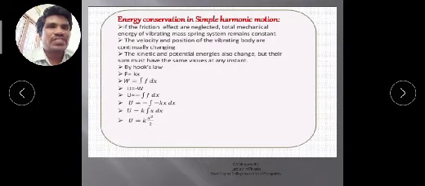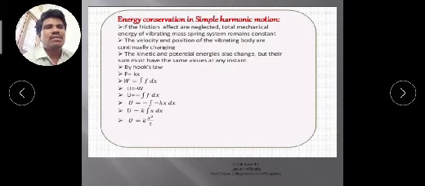So if the friction effects are neglected, the total mechanical energy of a vibrating mass-spring system remains constant. So the velocity and position of the vibrating body are continually changing. The kinetic and potential energy also change, but their sum must have the same value at any instant of time.